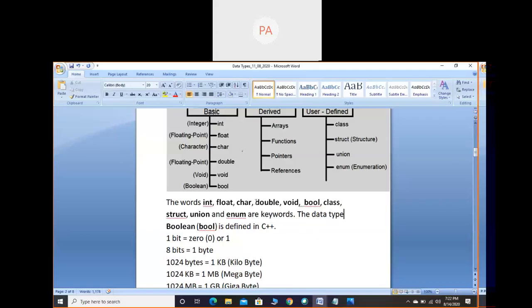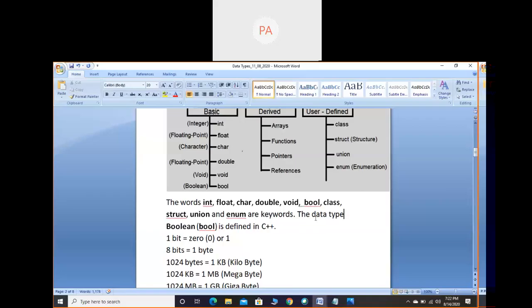And these keywords also, int, float, char, double, void, we will use in both C and C++. Union is a keyword, enum, enumeration. Enumeration is just like structure and union. In that chapter we will discuss. So these are the keywords.